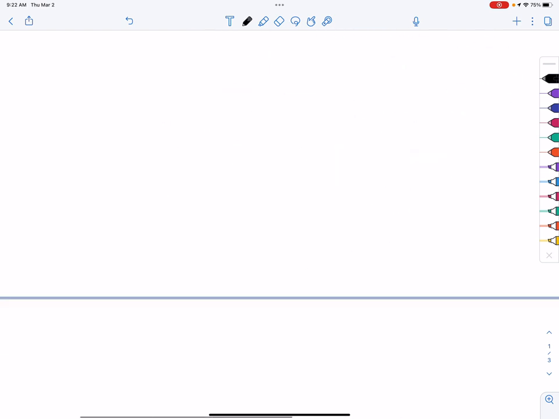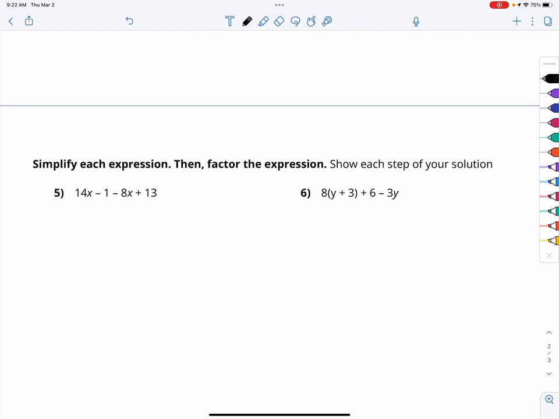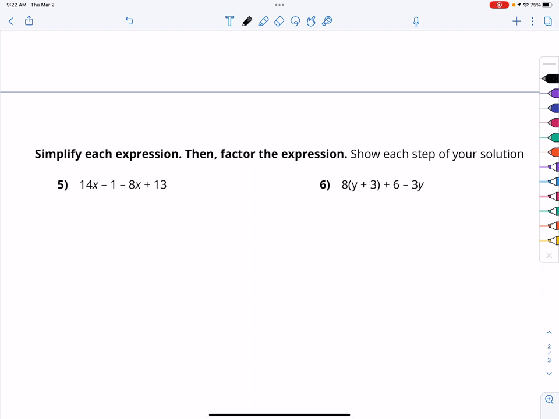All right. Number 5 and number 6 say simplify each expression. So that could either mean distribute or it could mean combine like terms and then factor it. So we're going to be doing some distribution, combining like terms, and then factoring, making sure that we show each step of your solution, obviously.